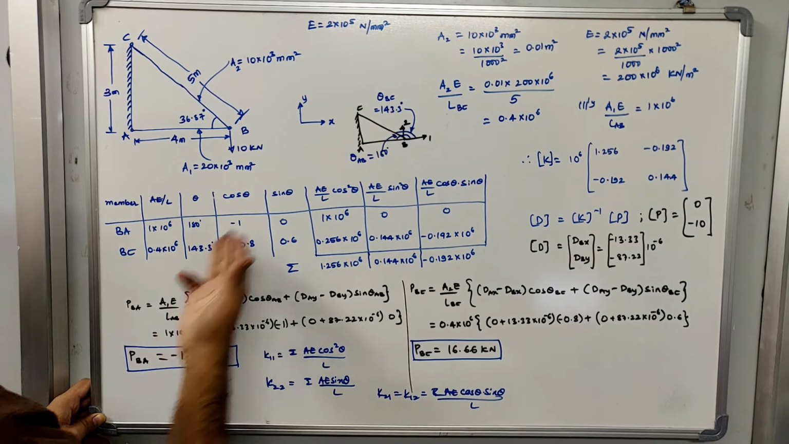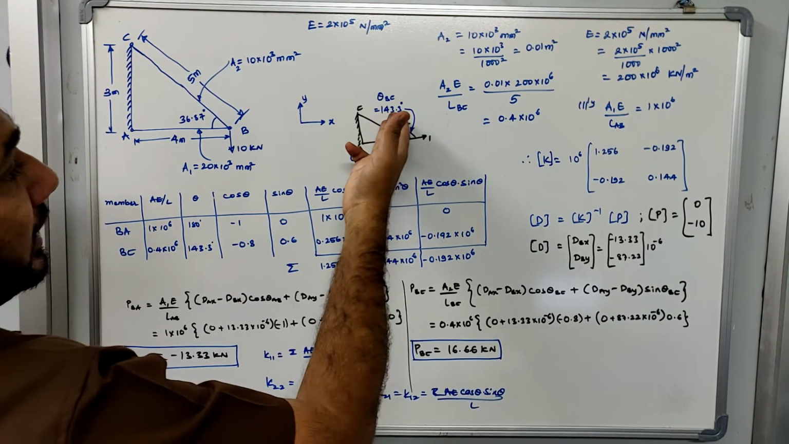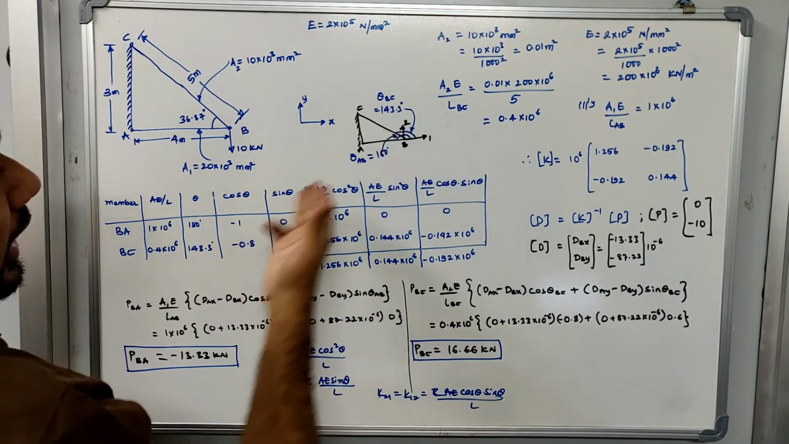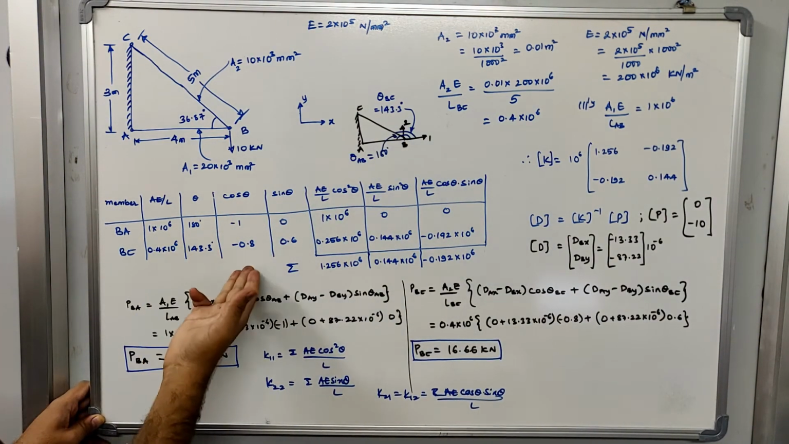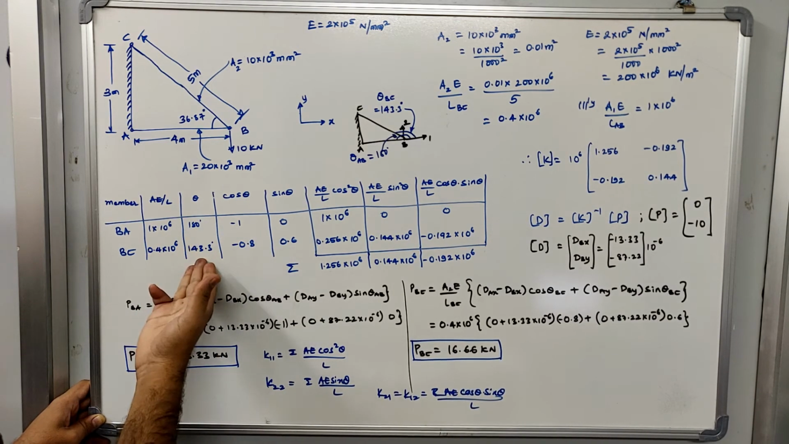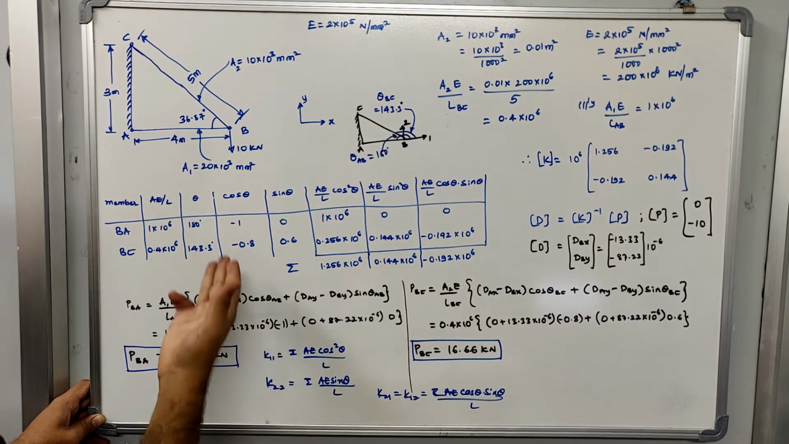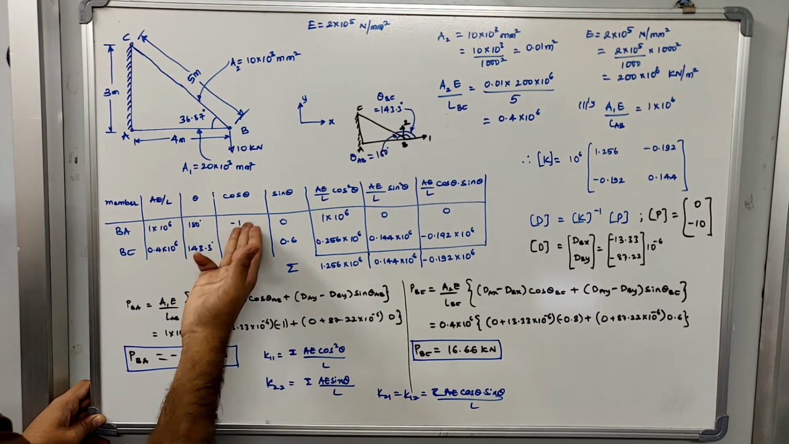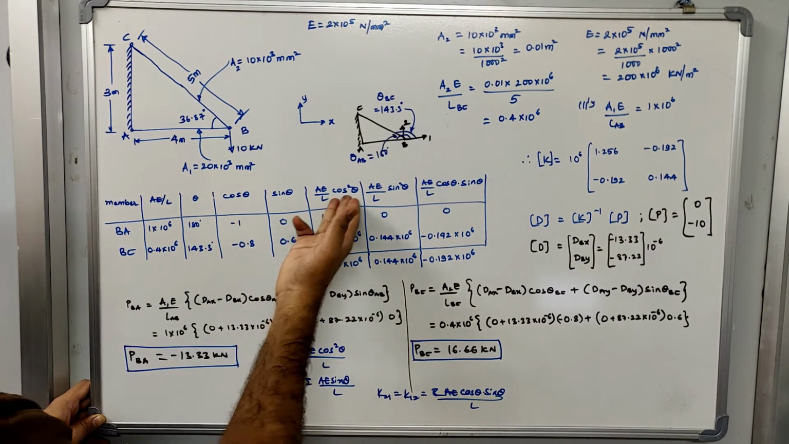We have already solved how much is the theta value for member BC and member BA. For member BC, it is 143.3, and for member BA, it is 180 degrees. Now the next thing is to apply cos to these values and write them down. Similarly, apply sine to these slopes, and write down the sine theta values. Once you have solved sine theta, cos theta and AE by L, you keep on solving for these columns.